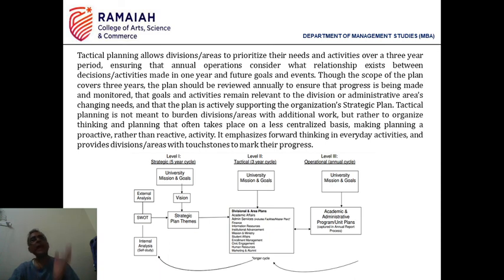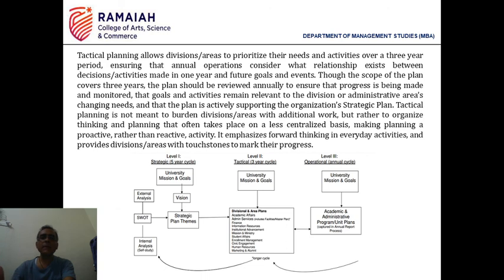Changing needs are taken into account, and the plan is actively supporting the organizational strategic plan. Now, tactical planning is not meant to burden divisional areas with additional work, but rather to organize thinking and planning that often takes place on a less centralized basis.